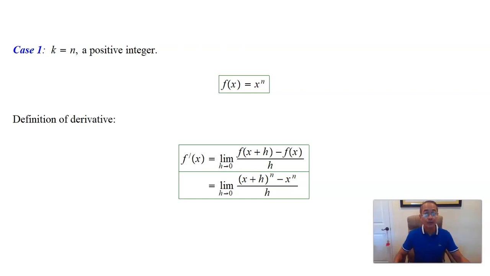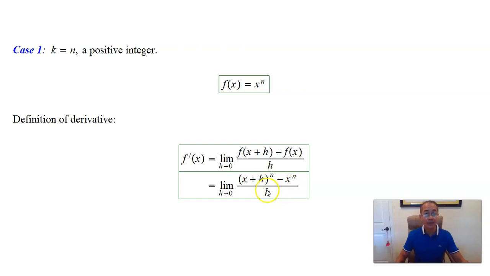And to find the formula for the derivative, we will use the definition of the derivative for any function f of x, which is the limit as h goes to 0 of f of x plus h minus f of x, all over h. So since our function is x to the power n, we want (x plus h) to the power n minus x to the n, all over h.